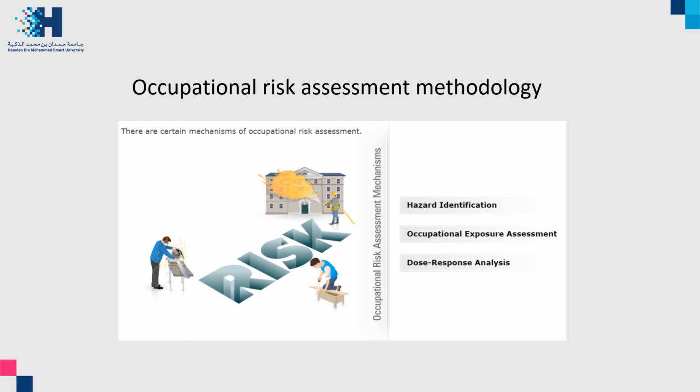The information gathered through this process can then be used to develop appropriate control measures to minimize or eliminate the risks to workers. Control measures can include engineering controls, administrative controls, and personal protective equipment. Regular occupational risk assessment is an important component of workplace safety and health and can help to ensure that workers are protected from potential hazards in the workplace.